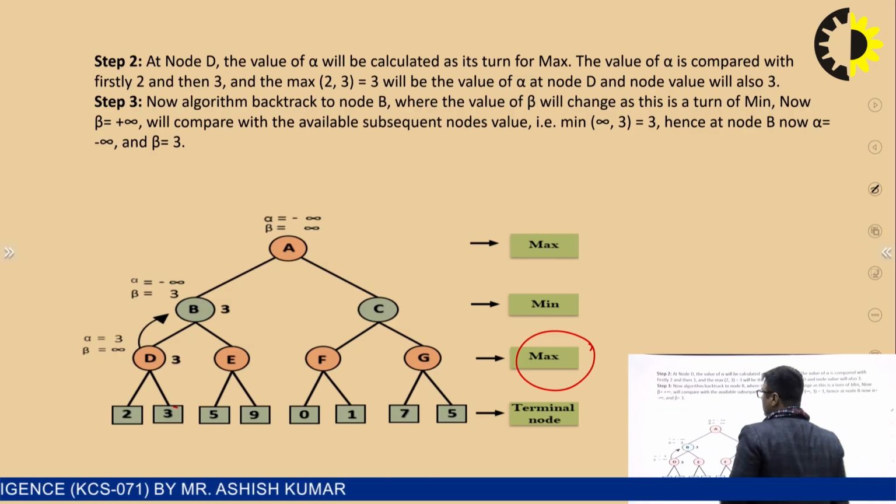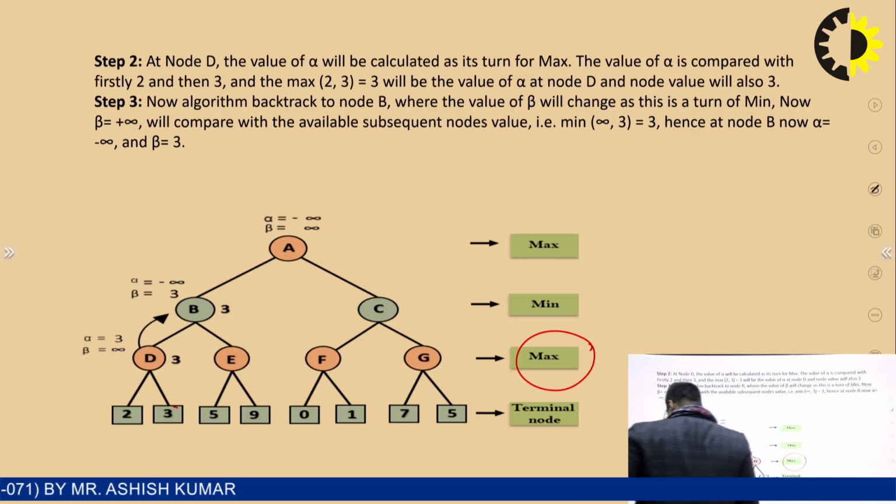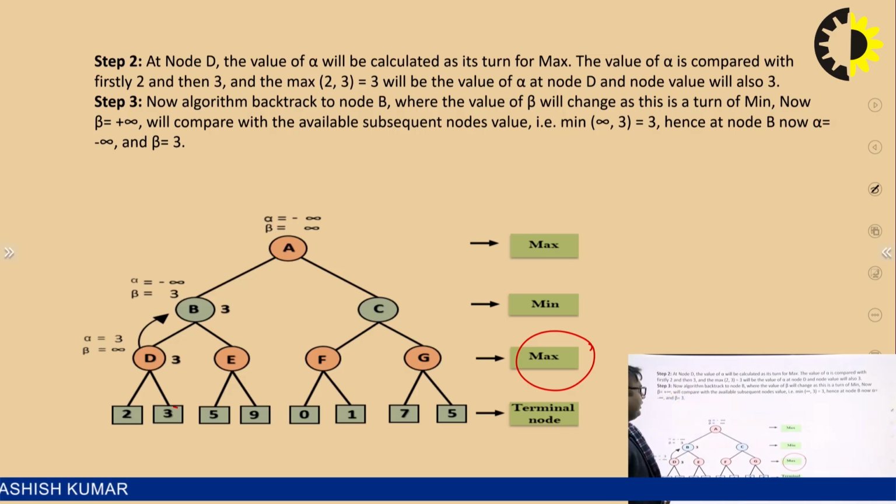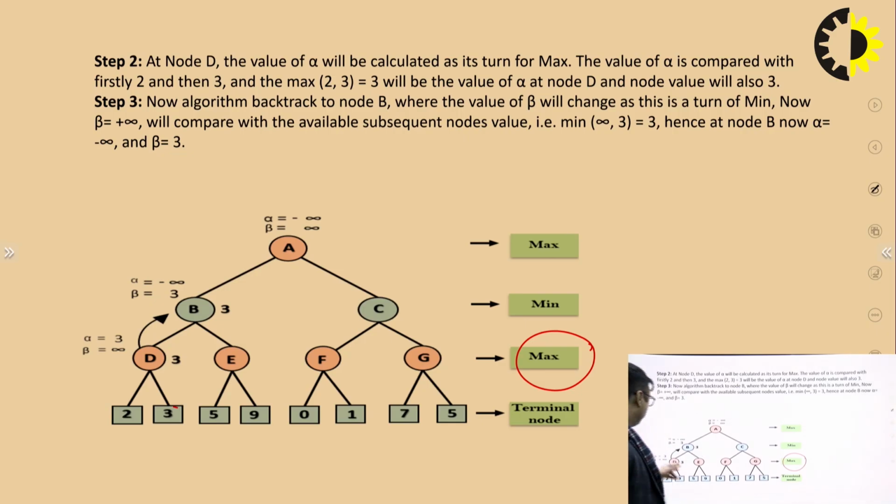So step 3, what is step 3? It says that now the algorithm backtracks. Now the algorithm backtracks to node B. The algorithm moves on in backtracking mode. Backtracking means it moves on in that direction.